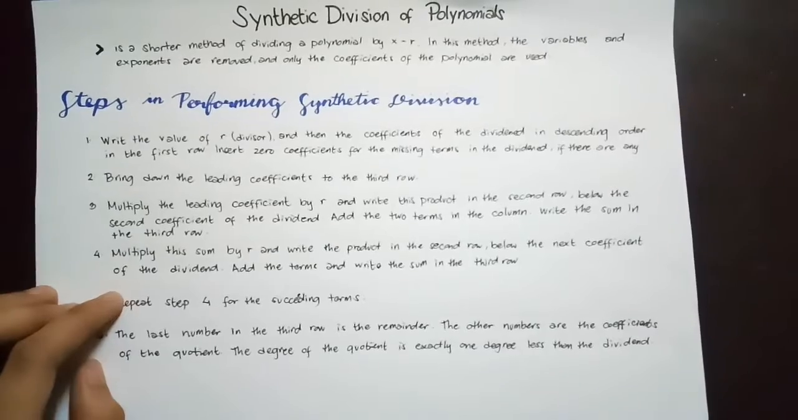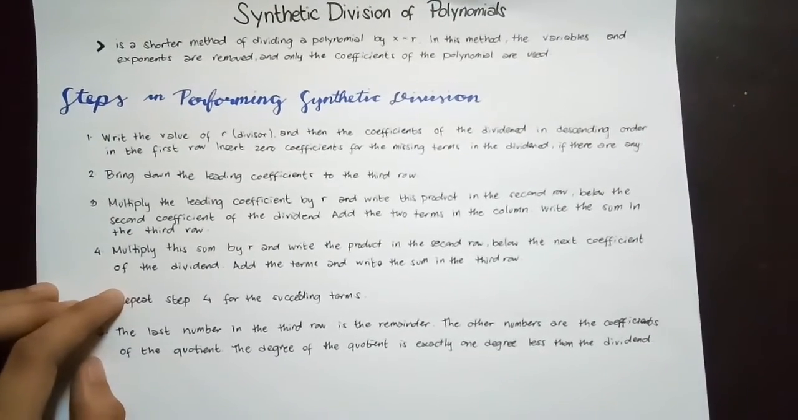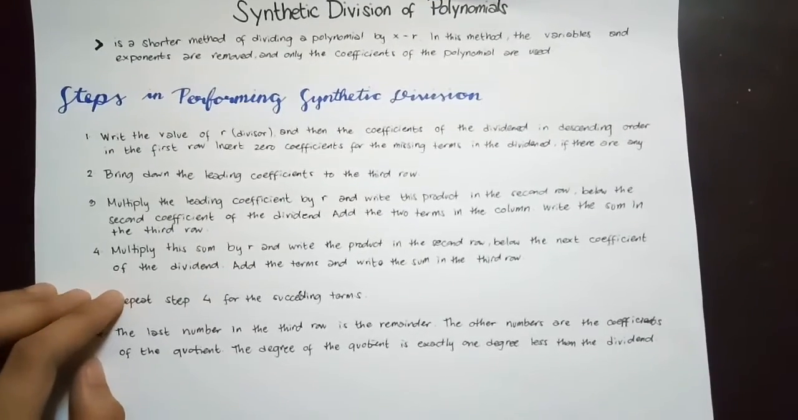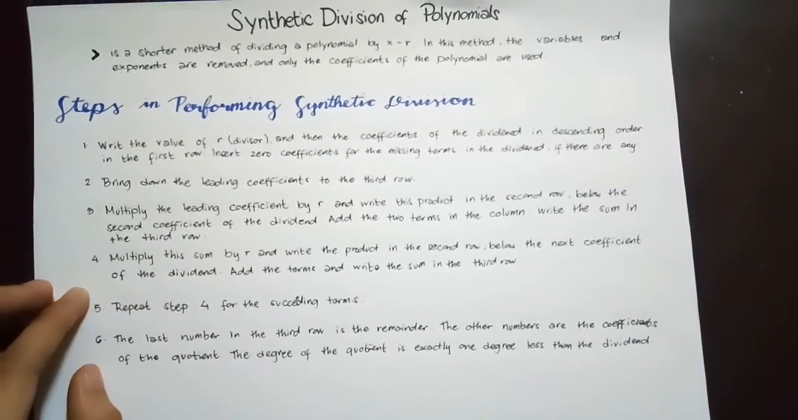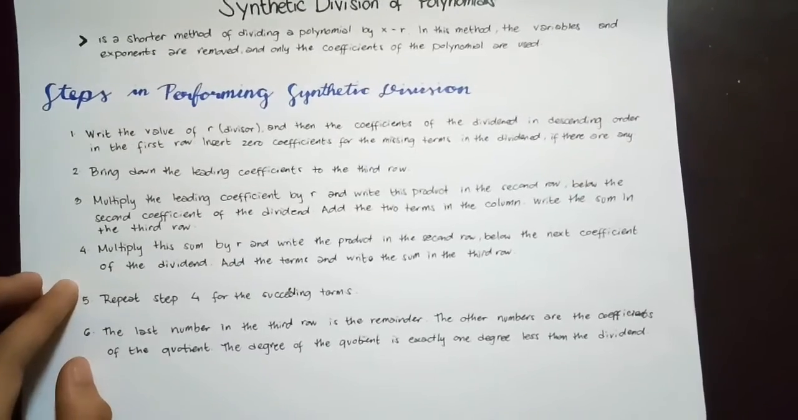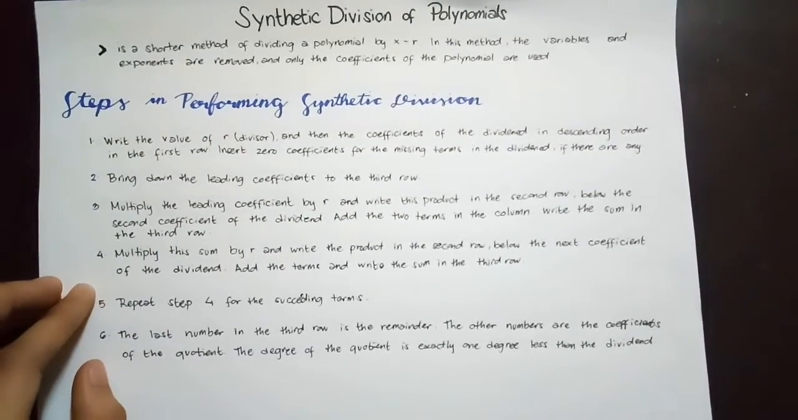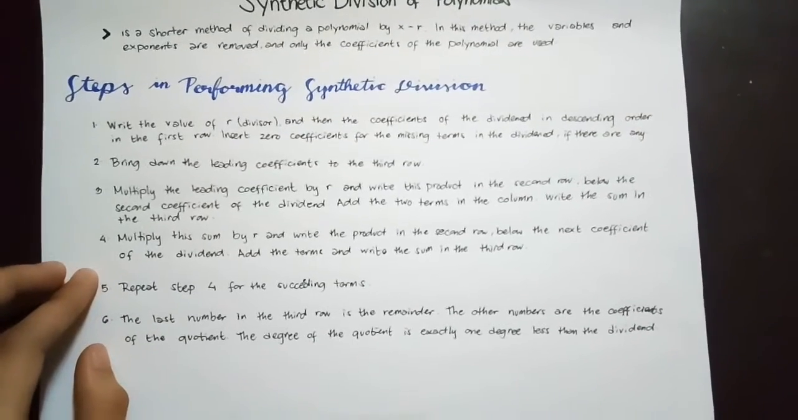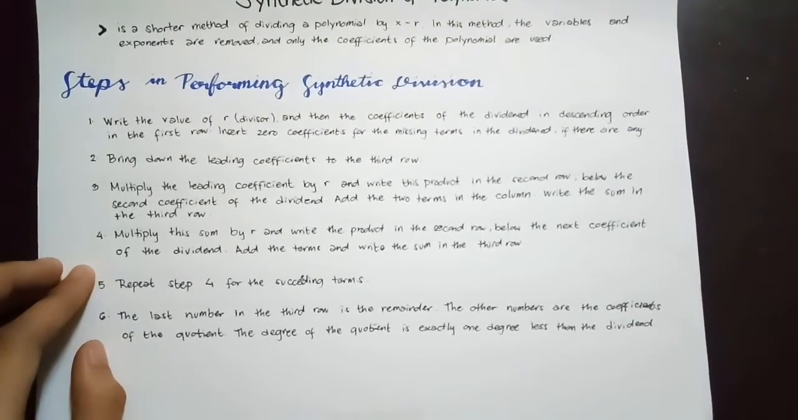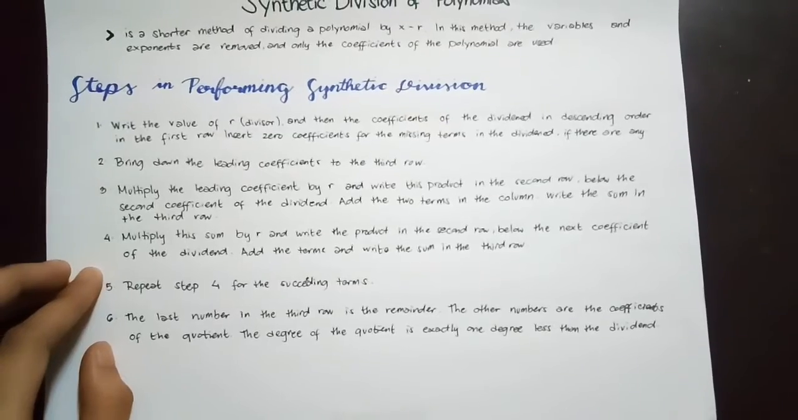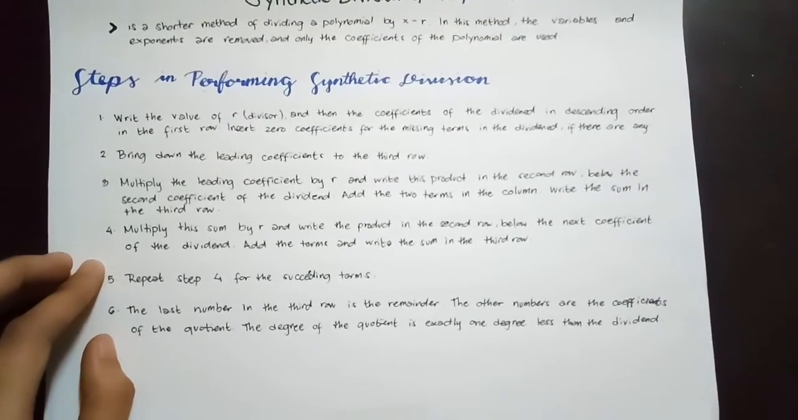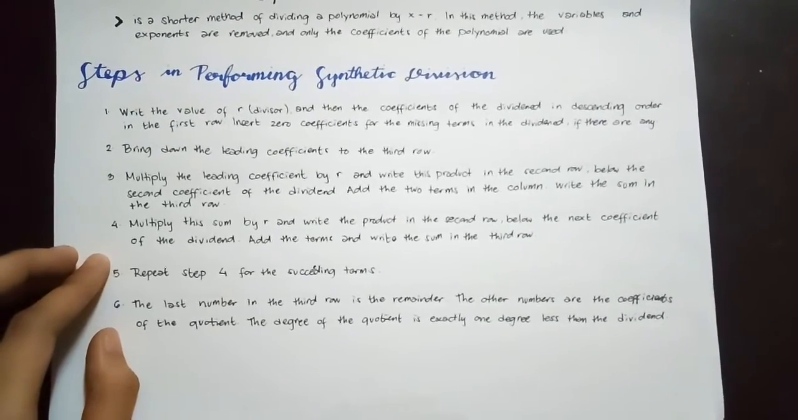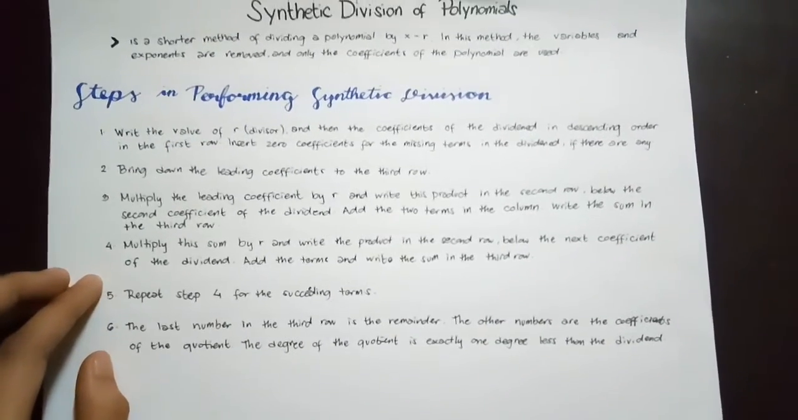Write the sum in the third row. Four, multiply the sum by r and write the product in the second row, below the next coefficient of the dividend. Add the terms and write the sum in the third row. Number 5, repeat step 4 for the succeeding terms. The last number in the third row is the remainder. The other numbers are the coefficients of the quotient. The degree of the quotient is exactly 1 degree less than the dividend.